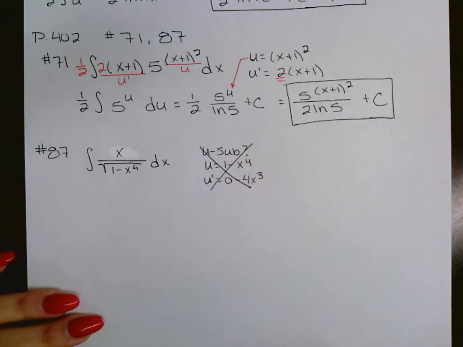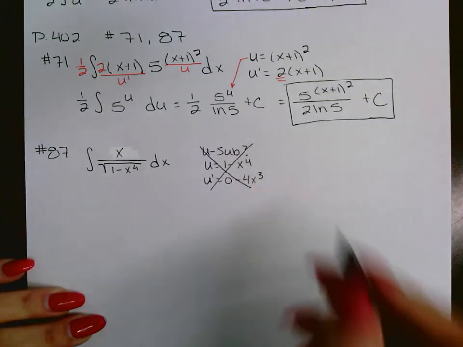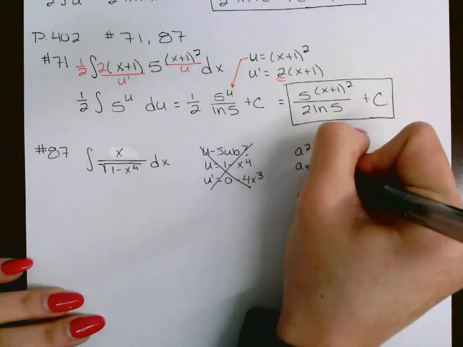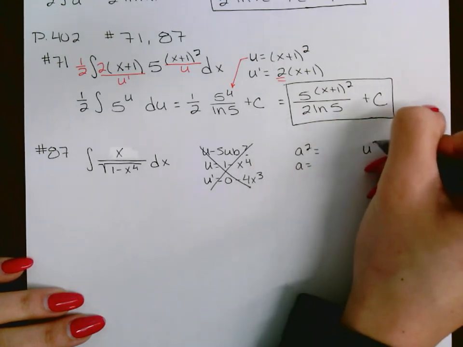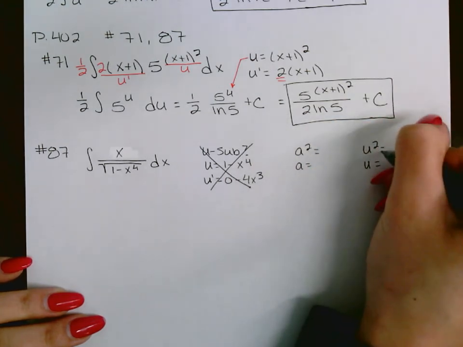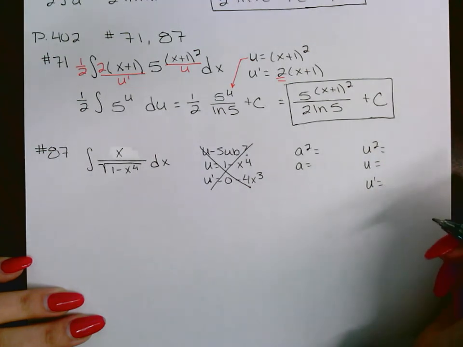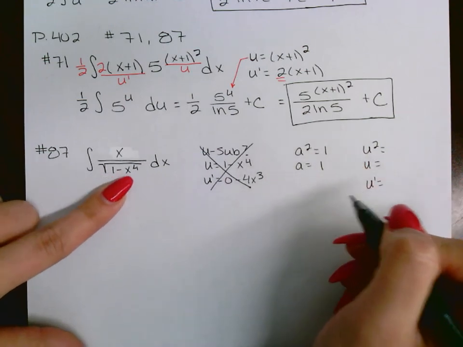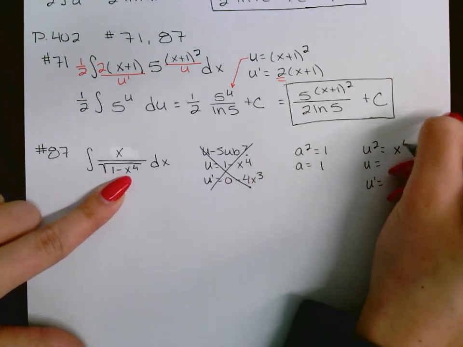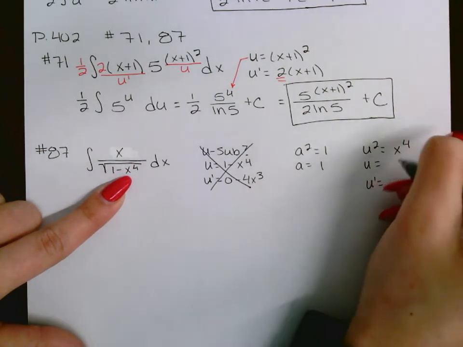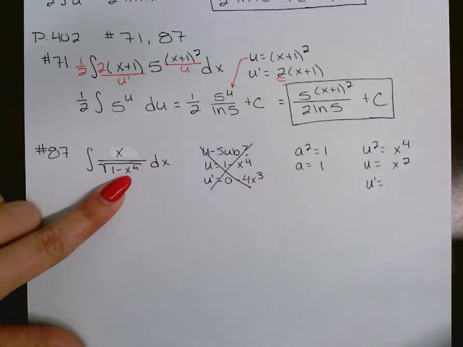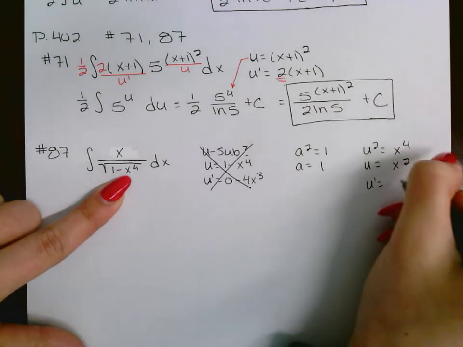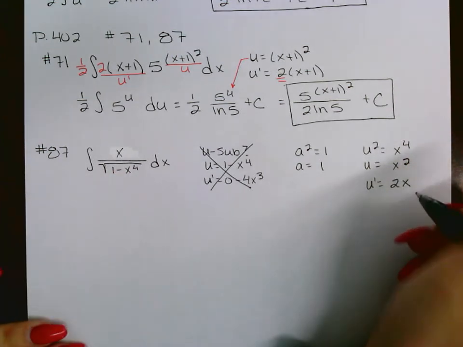And it hopefully leads you to realize that this is an arc. Okay? So anytime you're going to start an arc, you want to set up your chart of a squared and a, u squared, u, and u prime. A squared is 1, which makes a 1. U squared is x to the fourth. What would that make U? Nice, x squared. And what would that make my U prime? 2x. Nice. Sorry for that phone there.